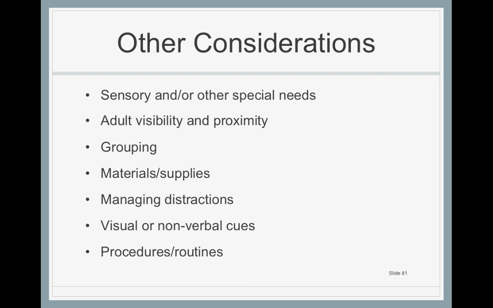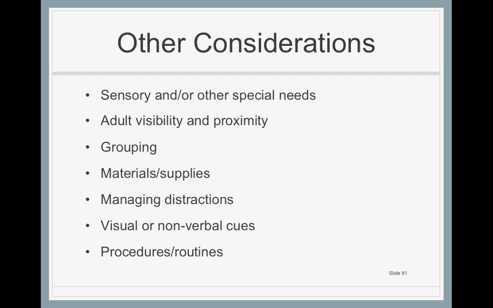Just being visible or nearby can prevent problem behavior. What do you do when you are driving and you see a policeman? You maybe take your foot off the pedal or check your speedometer. Even if you aren't speeding, you check your behavior. That is what adult visibility and proximity does. It helps kids check their behavior.